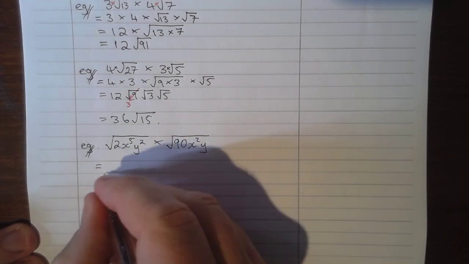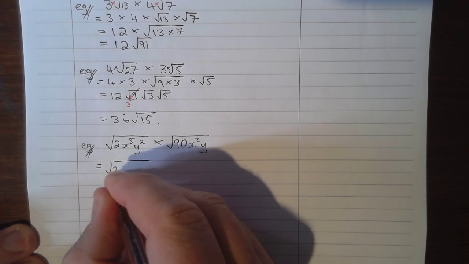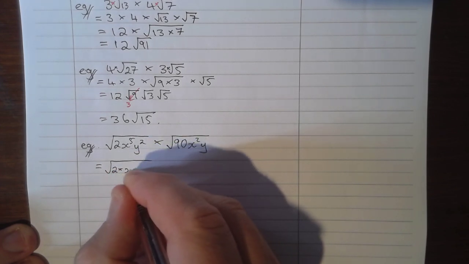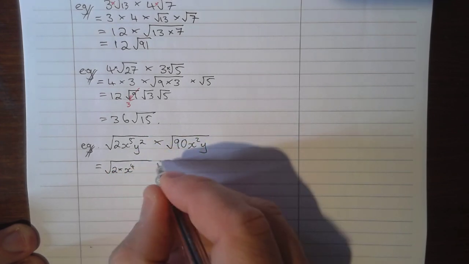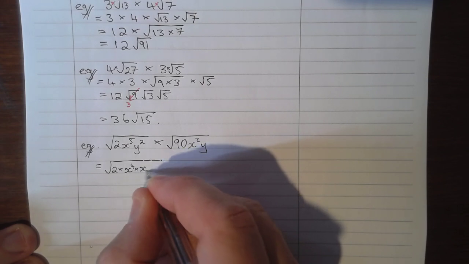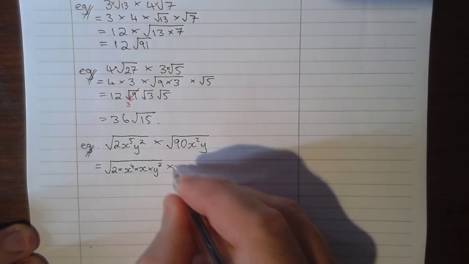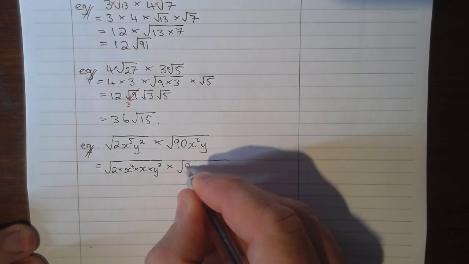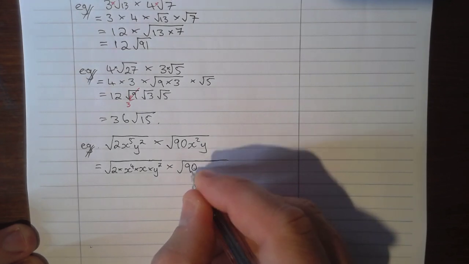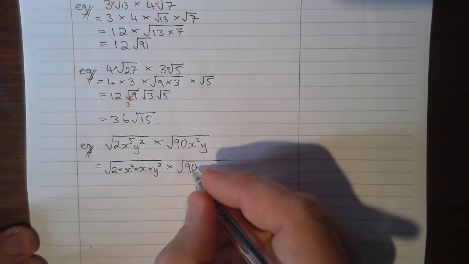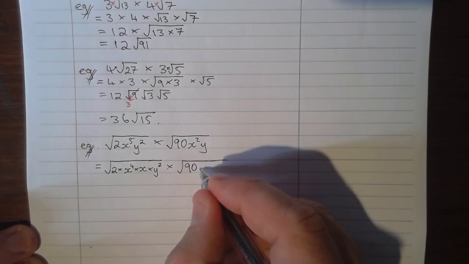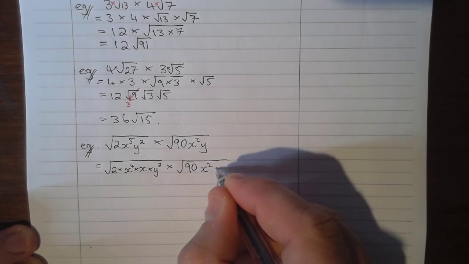So I'm going to rewrite this first one as the square root of 2 times x to the 4, because that's going to be a perfect square. There's one more x left, and a y squared, that's a perfect square. We have 90. 90 is actually equal to 9 multiplied by 10. I should have done that, but I'll have to do it in the next step. x squared y.